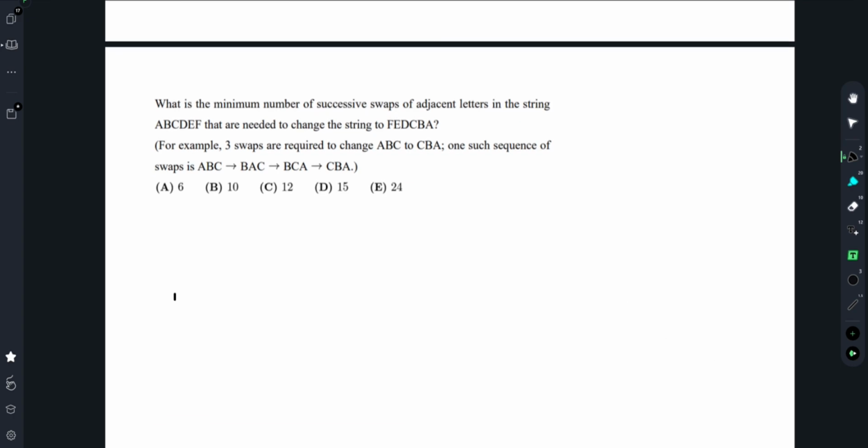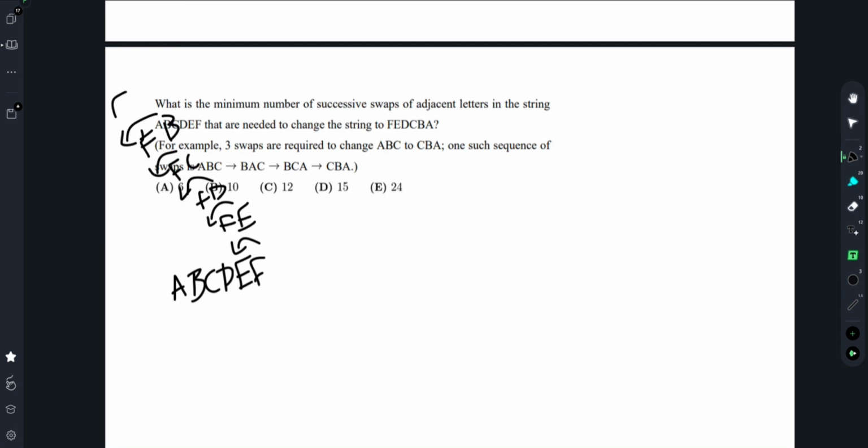So we can start by writing A, B, C, D, E, F. Swapping F with E, we get F, E. Swapping with D, we get F, D. Swapping with C, we get F, C. Swapping with B, we get F, B. And then swapping with A, we get F, A. This is 5 moves.